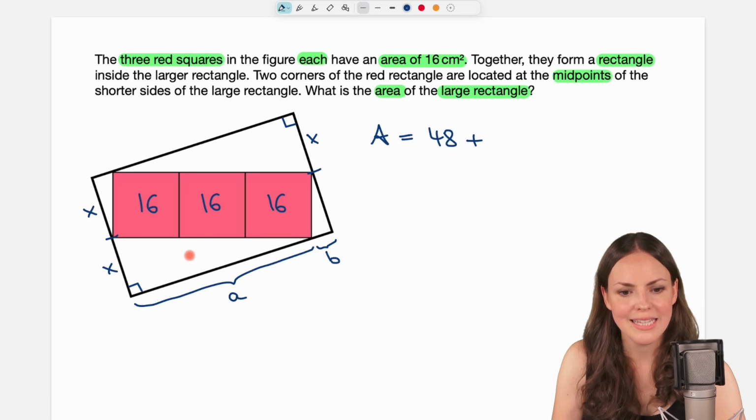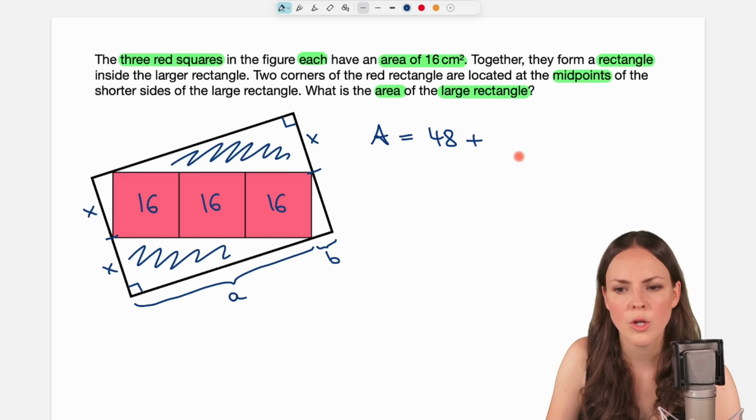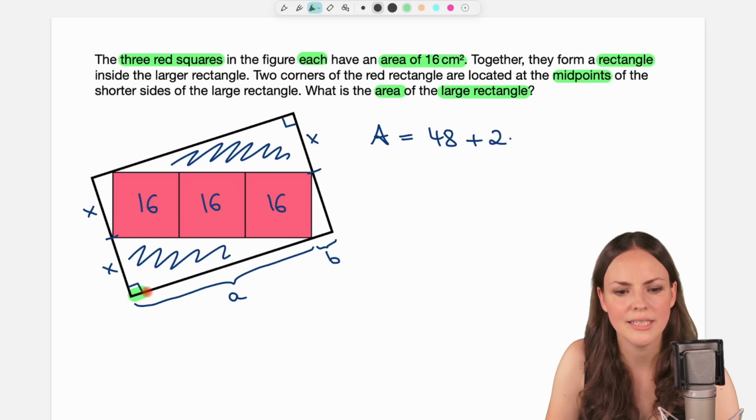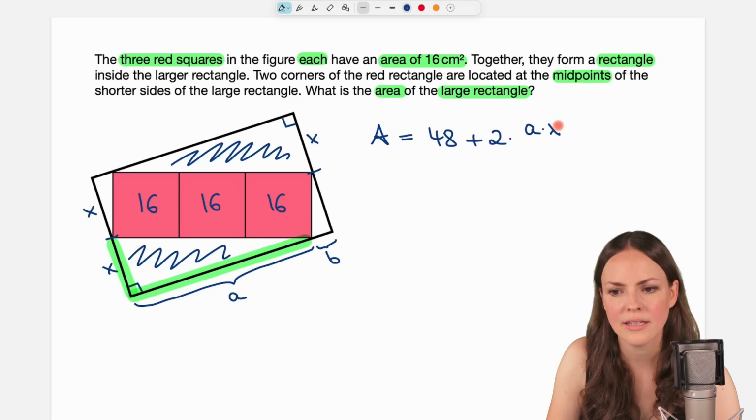Okay, so we can use that these larger triangles have the same area. For the same reasons, these small triangles also have the same areas. Okay, let's add these areas then. Let's start with these larger triangles. We have two of them, so we have 2 times. And for the area of this triangle here, we need the base, which is a, multiplied by the height, which is x, and divided by 2.